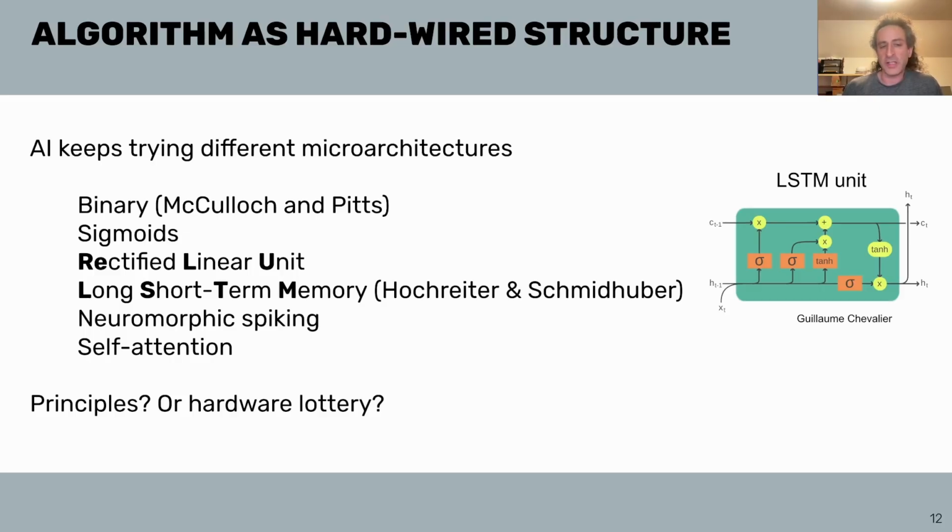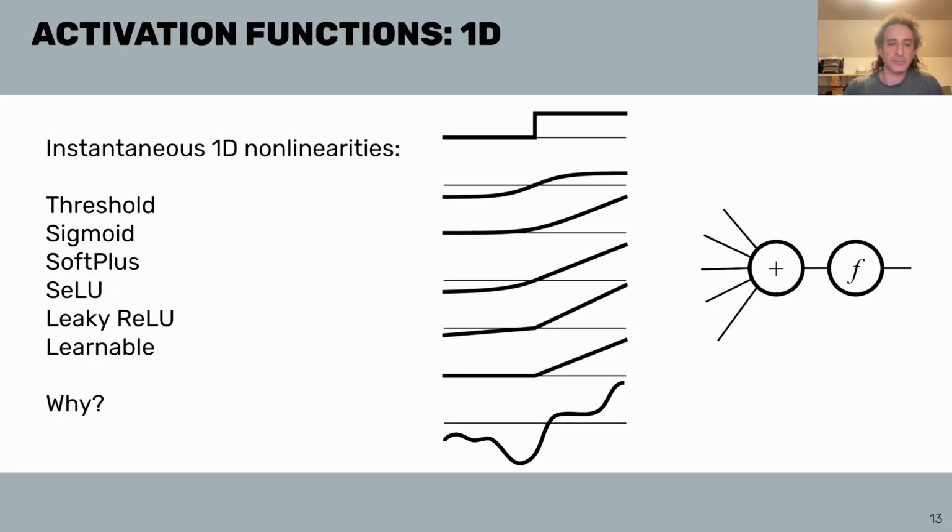So are these just lucky, or are there some principles behind it? Or is this a consequence of a hardware lottery where the best thing to use at a given time is a consequence of the machine you're going to run the algorithm on? These are important questions that still have to be answered. One of the most prevalent microarchitectural elements that people played with is activation functions. Nonlinear activation functions are critical for any neural network because if you have only linear activation, then you get much less benefit from a deep network.